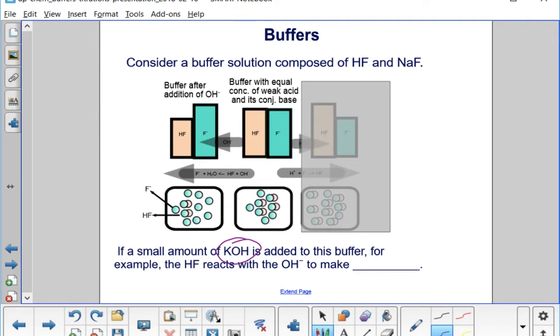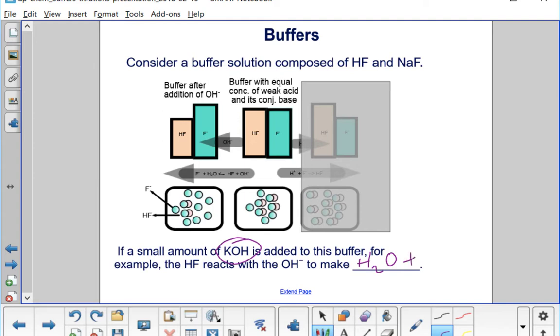If we add OH- to the buffer, the OH- is going to react with the acid. Remember that the acid HF is there to neutralize the addition of any strong base. So the OH- is going to react with the HF, and as it does, it's going to produce water and more fluoride ions.